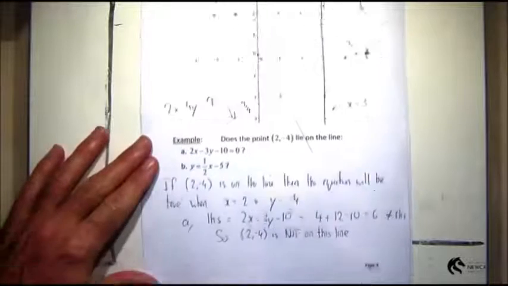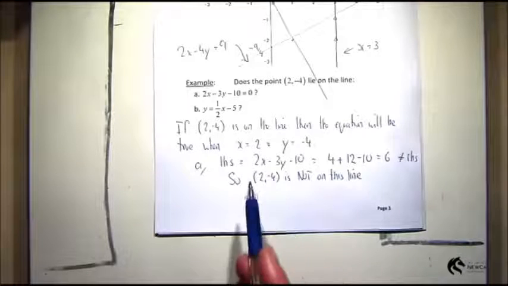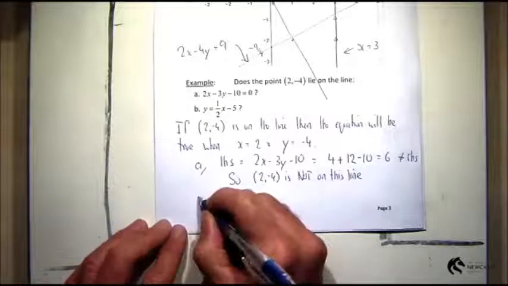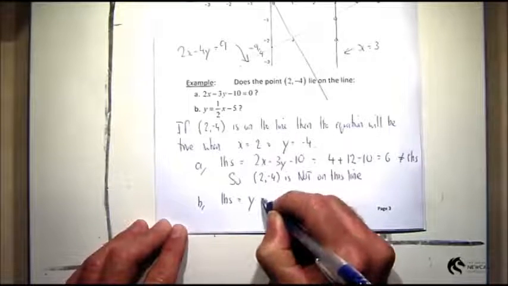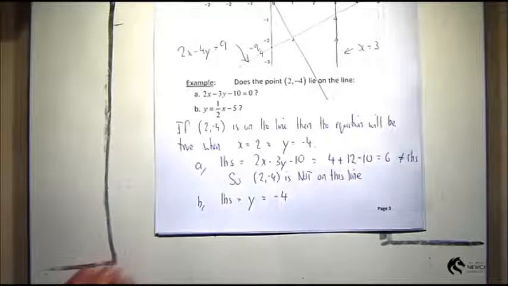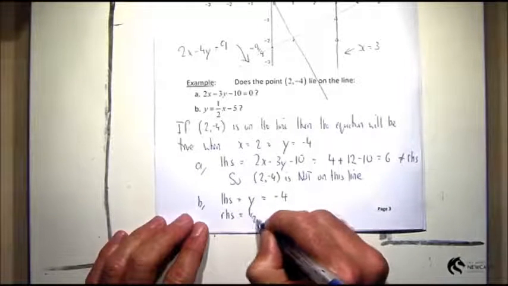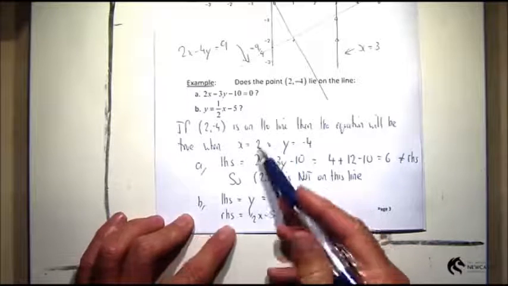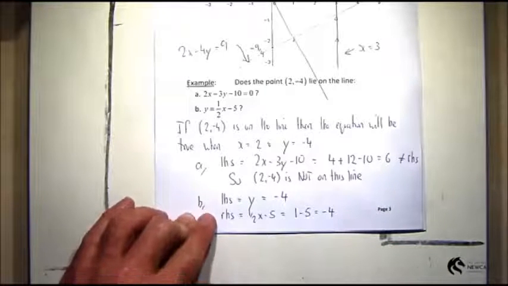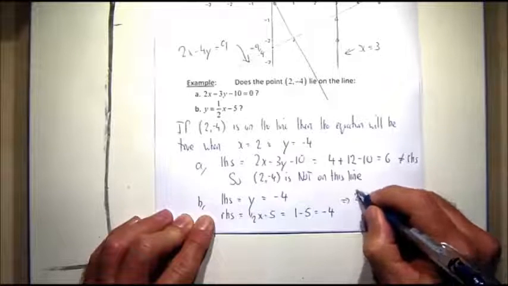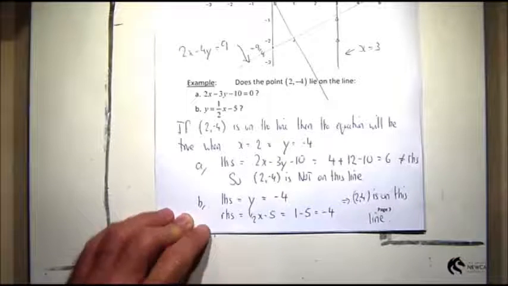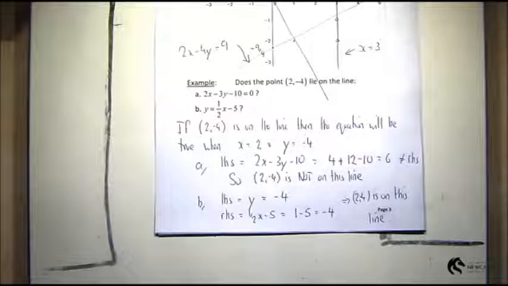Let's do part B. In this case, I guess we should have been checking: these are straight lines, x to the power 1, y to the power 1, so they're definitely linear equations. So for B, the left-hand side is just y, and when y is equal to minus 4, the left-hand side is minus 4. The right-hand side is a half x minus 5. When x is equal to 2, a half times 2 is 1. 1 minus 5 is equal to minus 4. They're equal, so the equation is true. So that tells me 2, minus 4 is on this line. So just by substituting in, we can tell whether our point is on the line or not.